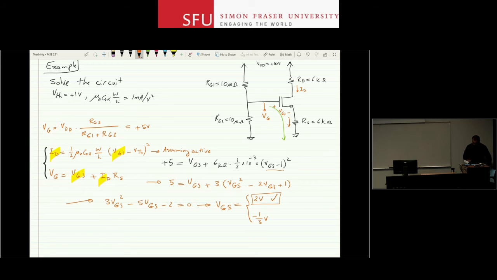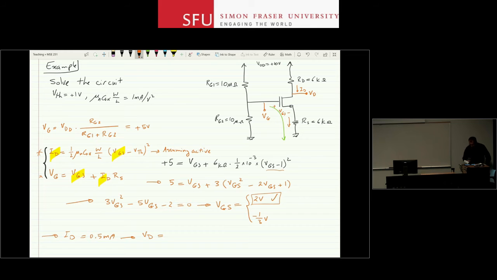Now, with that known, I can go and solve the circuit. If VGS is 2 volts, then the next thing you can do is plug VGS into this equation and figure out what ID is. And if you do that, ID is going to be half a milliamp. I actually use this one, right? It's a system of equations. You should be able to use either one of those equations to calculate that. And if ID is half a milliamp, then I can go and calculate VD here.